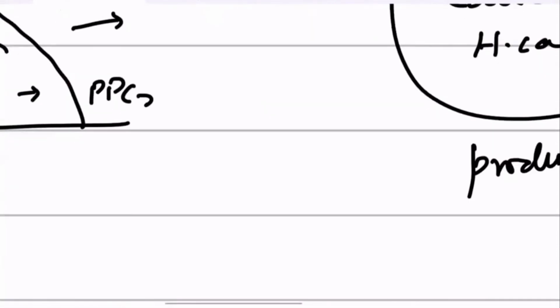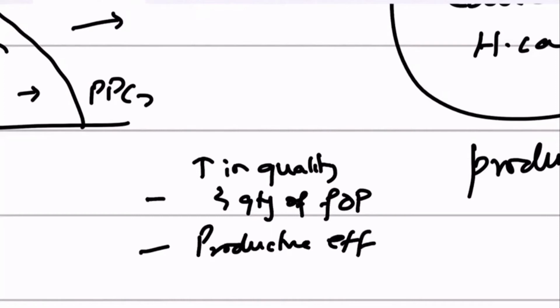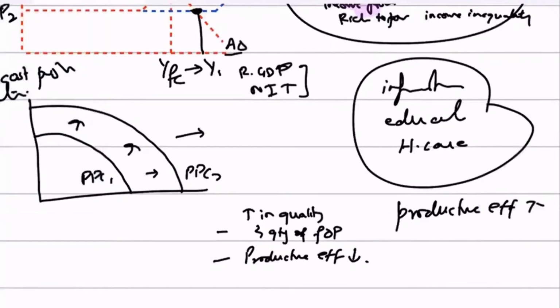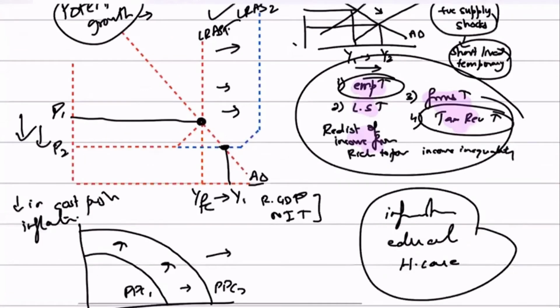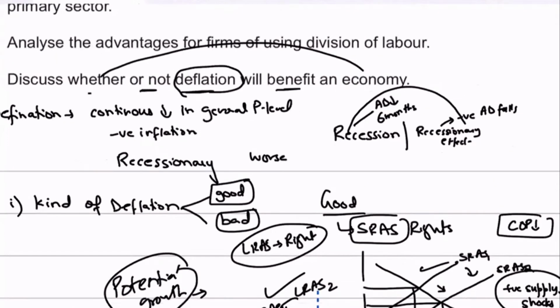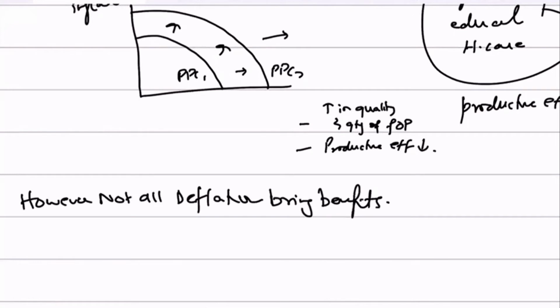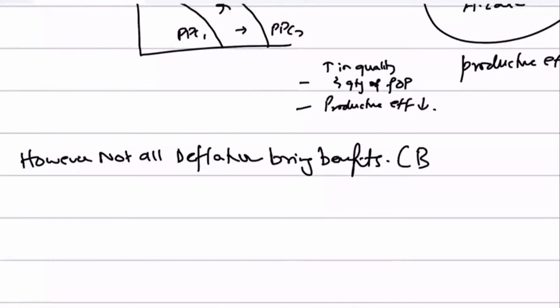And remember that LRAS for an economy always shifts to the right when there is an increase in the quality and the quantity of resources, that is, of factors of production. And LRAS also shifts to the right when the productive efficiency of the economy goes up. So obviously, if all of this is happening, then yes, deflation is beneficial. I've mentioned all the points on when deflation will be beneficial. Then you will mention, however, that not all deflation is beneficial or brings benefits, such as bad deflation, and you will say that it depends upon the cause of deflation.